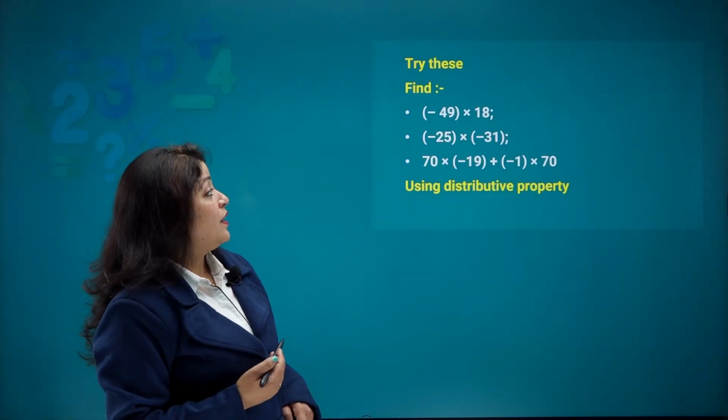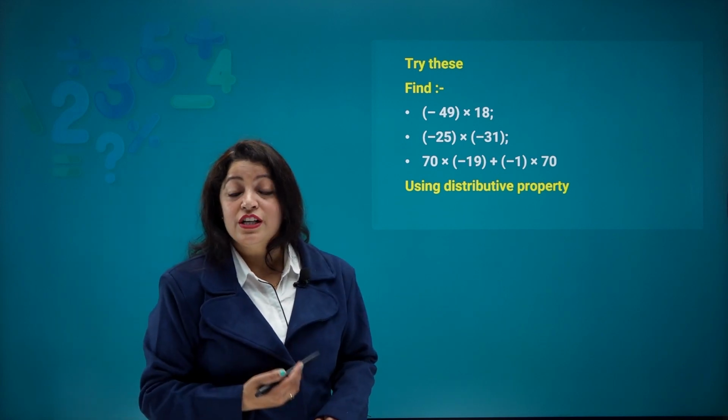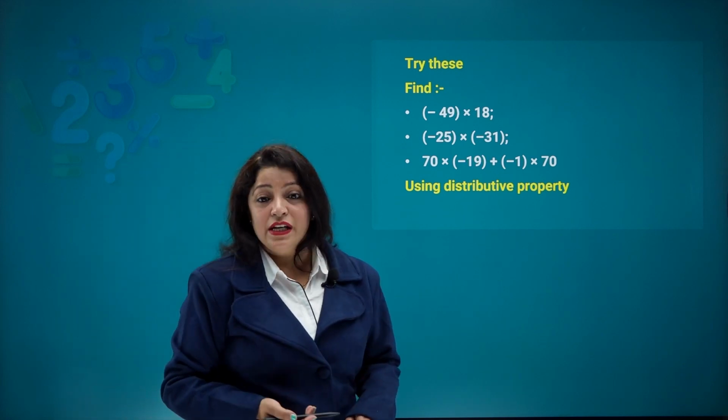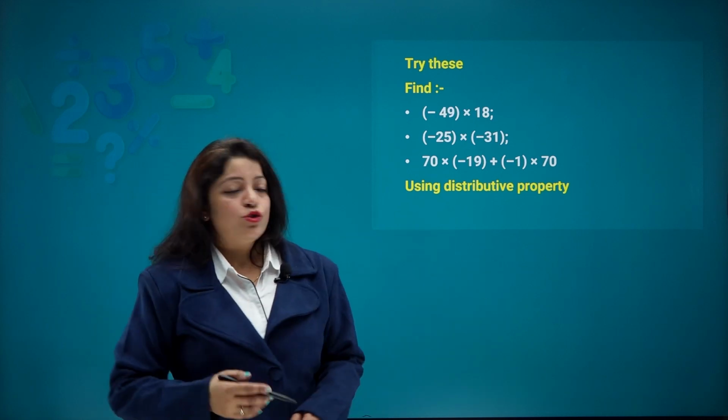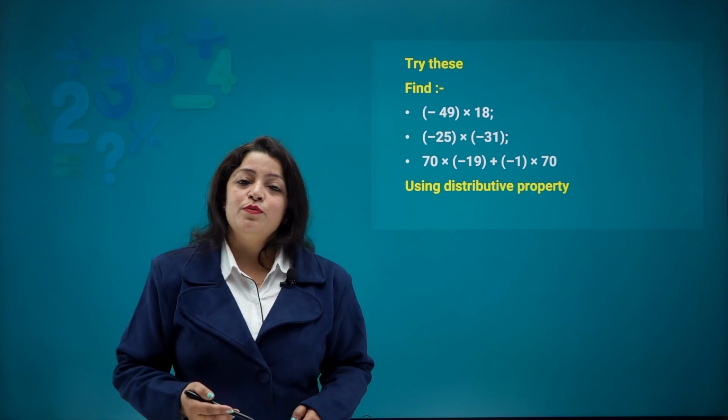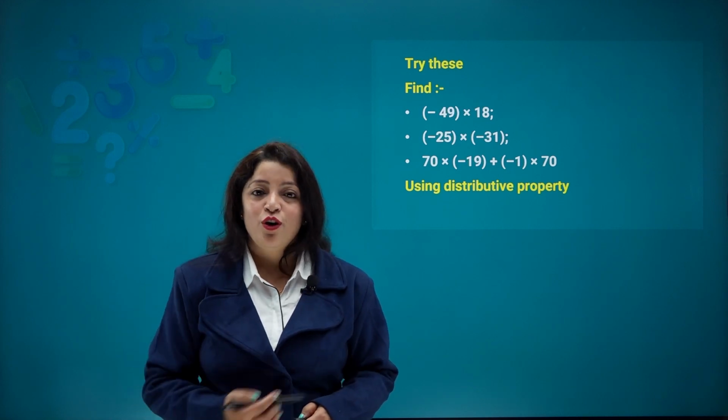One more thing in this part, you can try these questions here like minus 49 times 18, minus 25 times minus 31 and this way. So just relate these questions with the distributive property and with the content that we have already discussed.